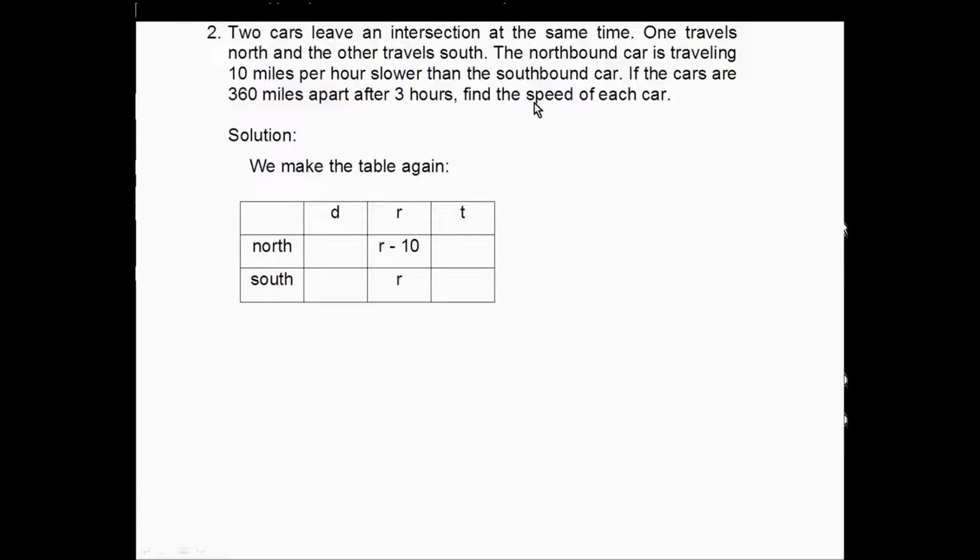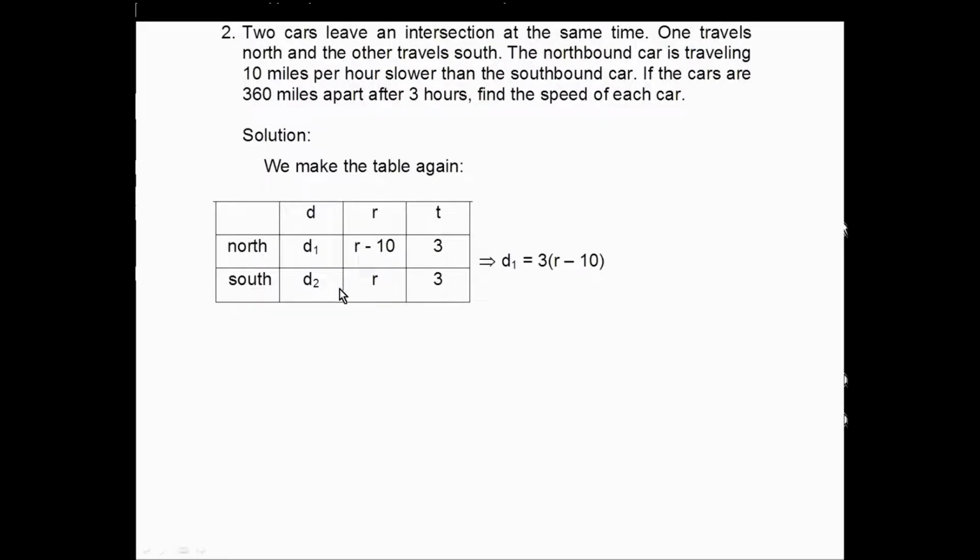Okay, now, they left at the same time, and they traveled for 3 hours. So the T is 3 for both of them, 3 and 3. Now the distances, I don't know. Call them D1 and D2 for lack of a better name. Now, it can't be the same. Remember, they're traveling at different rates, so they can't be the same. But what we do know is that after 3 hours, they're 360 miles apart. Now remember, each one of these rows writes an equation. So D1 is equal to 3 times R minus 10, and D2 is 3 times R.